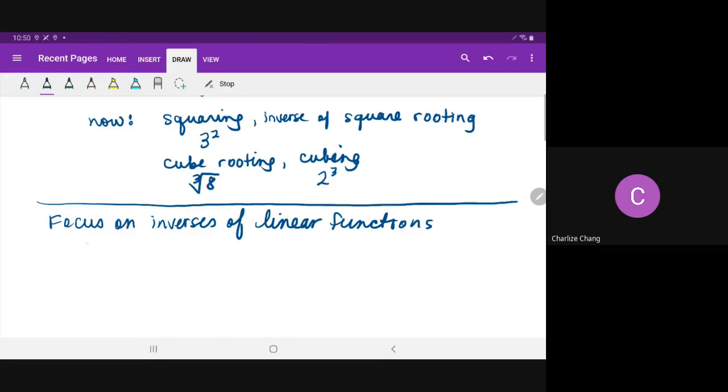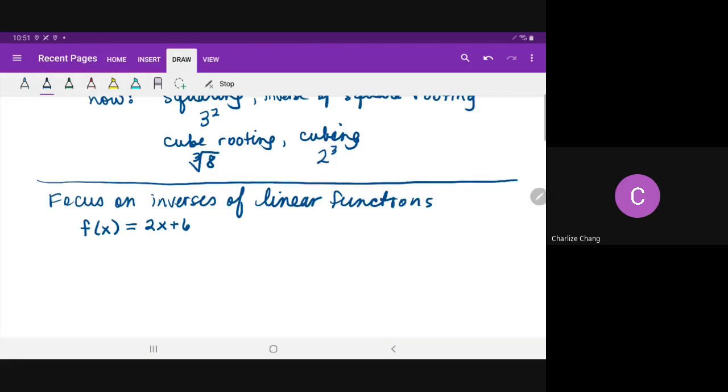Okay, so let me show you how they start. They start with f of x. So f of x equals 2x plus 6. And the question asks for the inverse. So it says, what is the inverse?